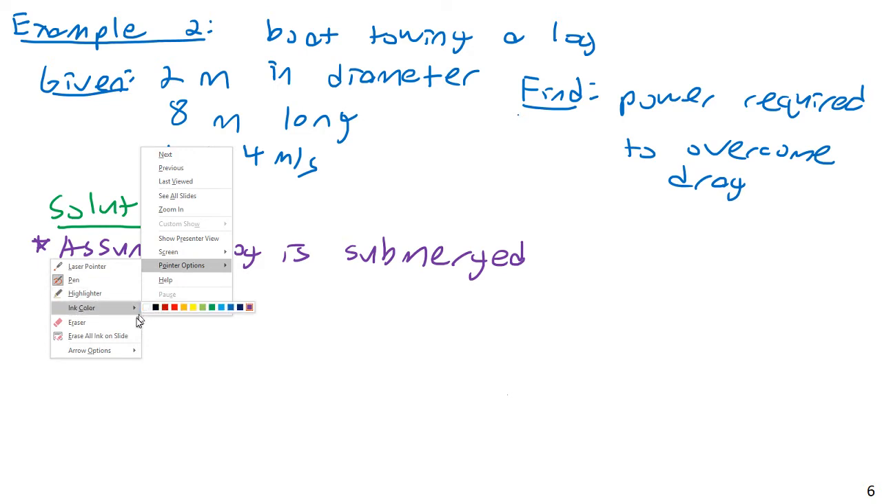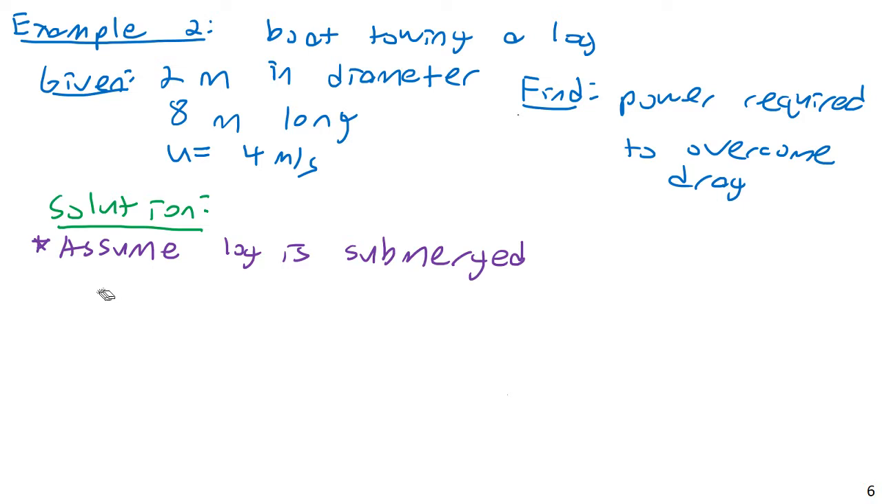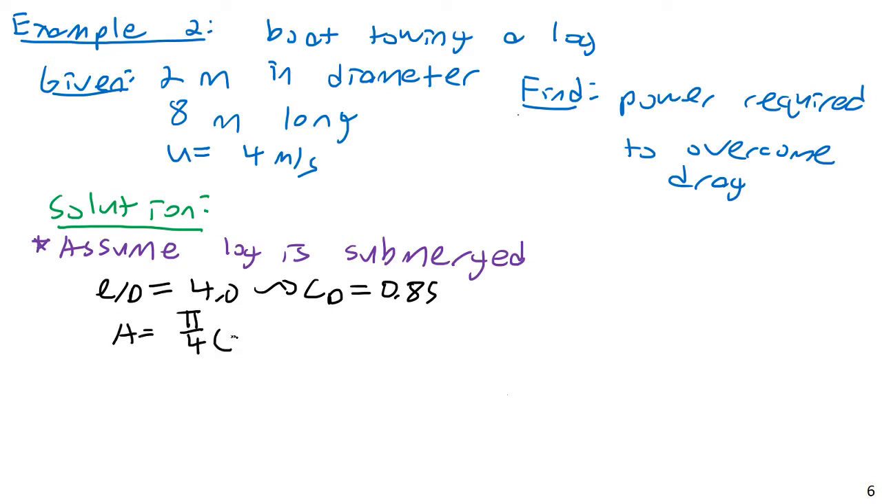Then I go and say, okay, my L over D. In the table, it instructs you to calculate the ratio of the length to diameter, and in our case this is 4.0, and that leads to a drag coefficient of approximately 0.85. And the characteristic area in this case is going to be the cross-sectional area of the log, and so this is going to mean that the area is pi over 4 times diameter squared.